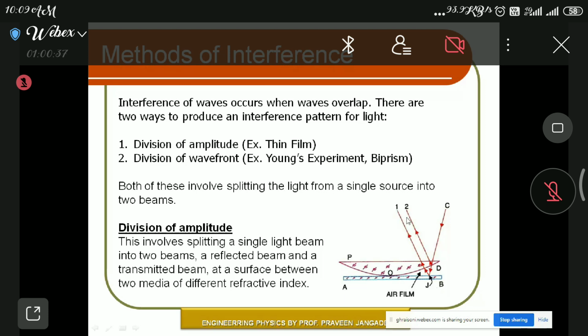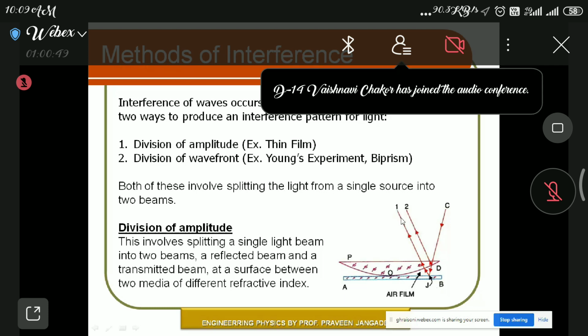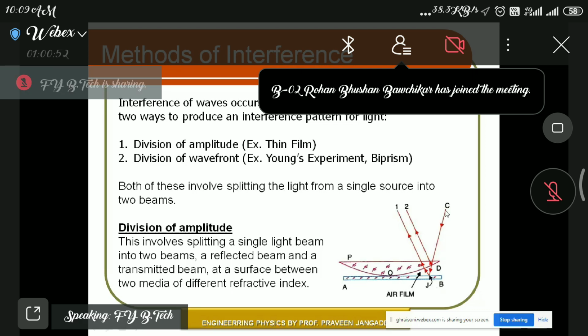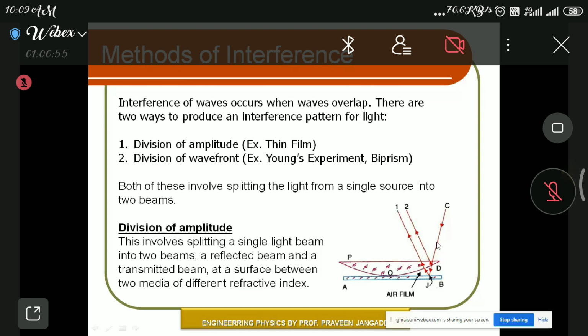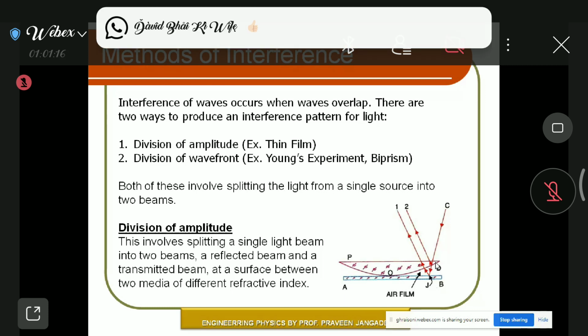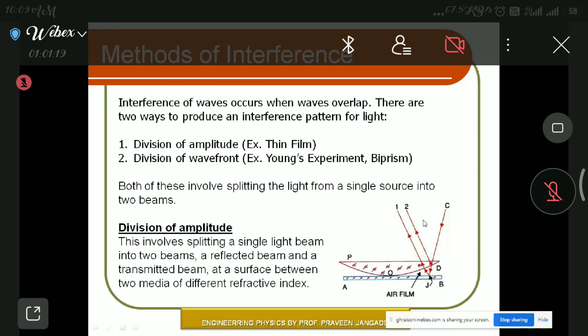These two rays originate from a single ray, so they are called coherent rays, or coherent sources, because they may work as sources later on. Basically these rays are in the form of waves, and they are incident on this surface. A wave has a particular amplitude, and once it strikes this surface, the amplitude gets divided into a reflected and a transmitted part. Therefore it is called division of amplitude.